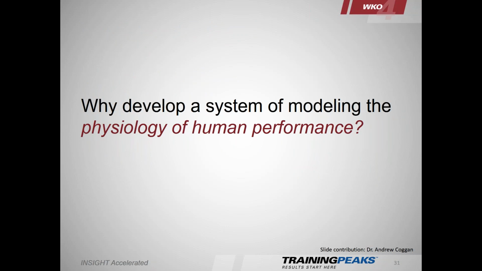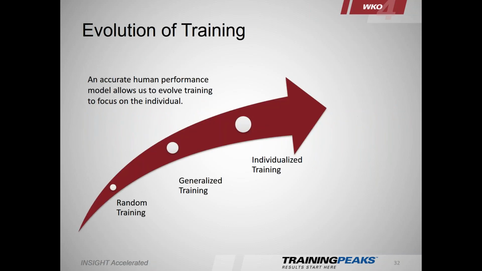Why develop a system of modeling the physiology of human performance? Simply, we see it as the evolution of training. Accurate human performance modeling allows us to evolve training to really focus on the individual. So we go from random training to generalized training to individualized training. And actually, if you watch what all the people are doing on the Facebook group, and I see people doing it this way all the time, we coined this phrase in our little group: you're really training by this individual training footprint. We're understanding the footprint of the athlete, the footprint of their response to training, and each athlete's footprint is unique.